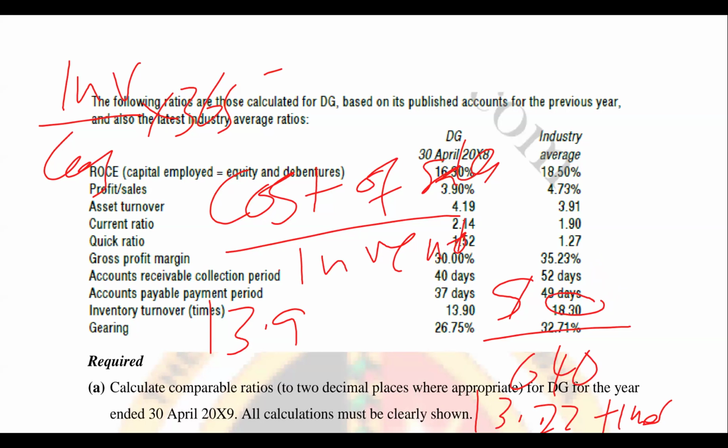So the industry is faster on average. The industry is faster than us in converting inventories into cash. We are even doing worse than last year. Last year we were slightly better than this year. So we need to improve on how fast we can convert the inventories into cash.